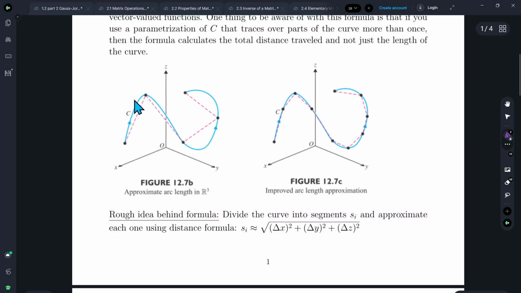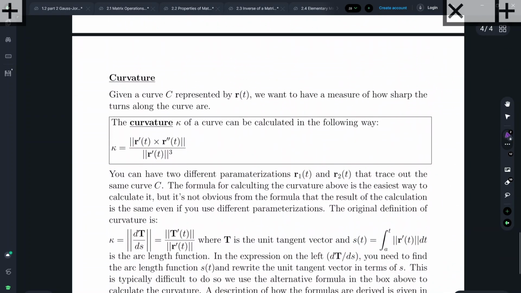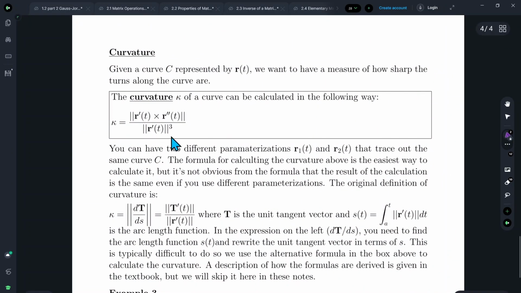So basically, along the curve, we want to measure how the curvature changes as you travel along the curve. The formula for calculating the curvature is here. The derivation of the formula is somewhat complicated, so we won't really go into detail there. I'm just going to present this formula and say this is the formula that you want to use to calculate the curvature.